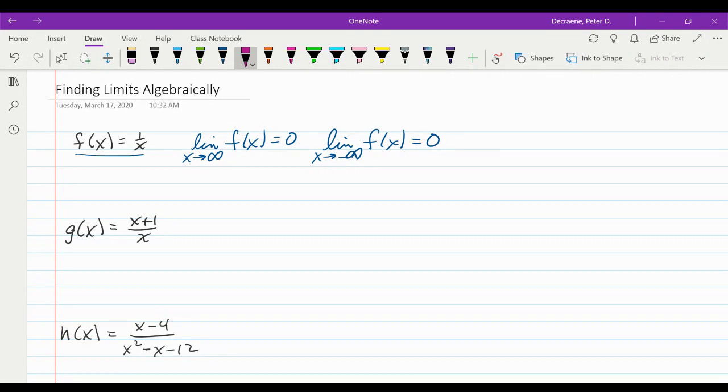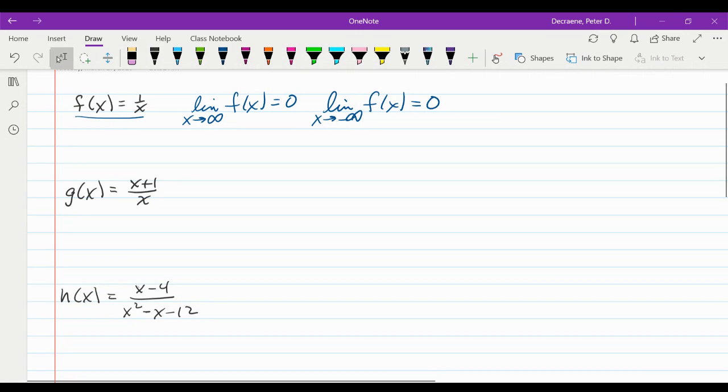So let's look at a couple others. Remember, here we're also looking at a domain of all real numbers that work in the problem, instead of just sequences, when we were dealing with whole numbers. So let's take a look at g of x now.